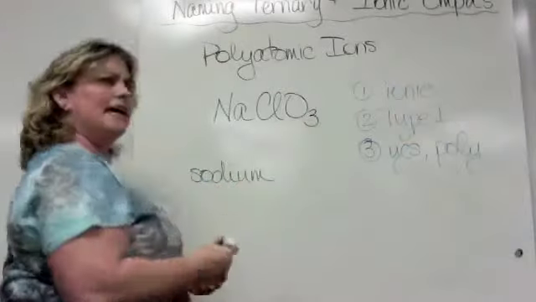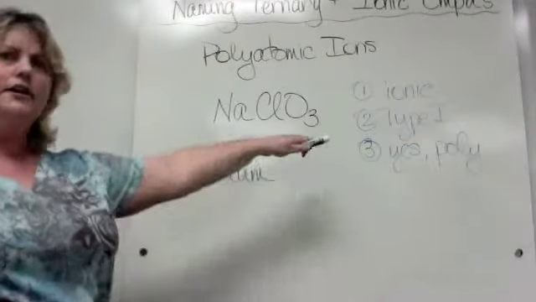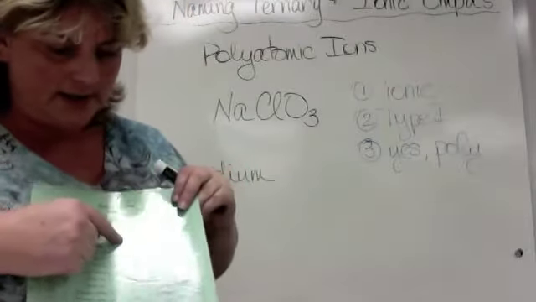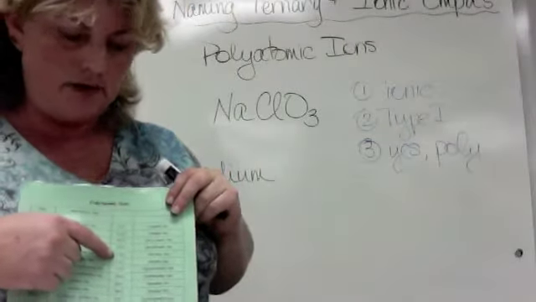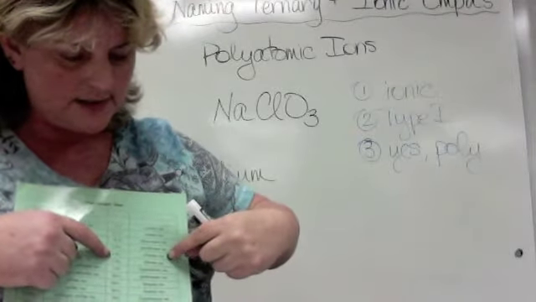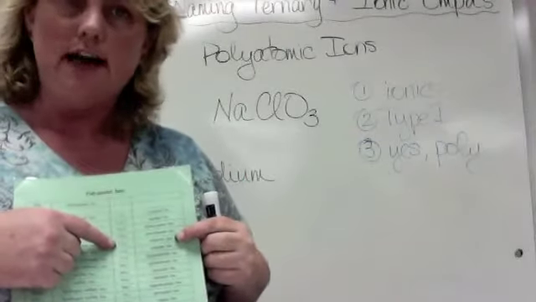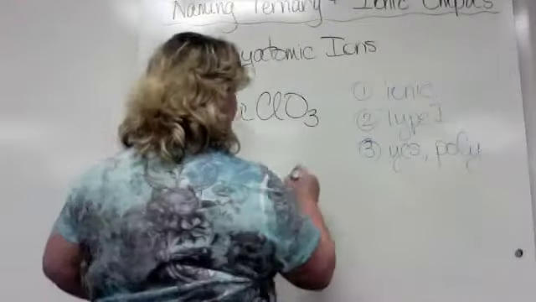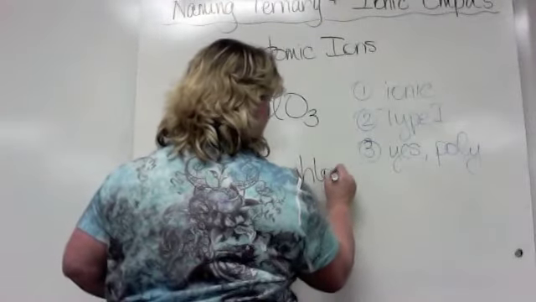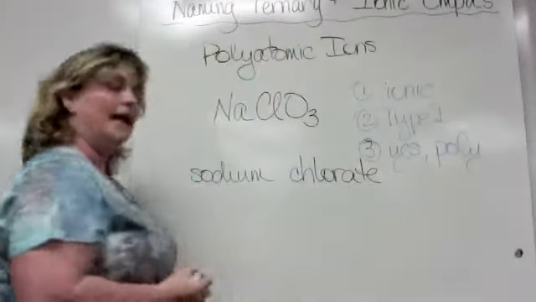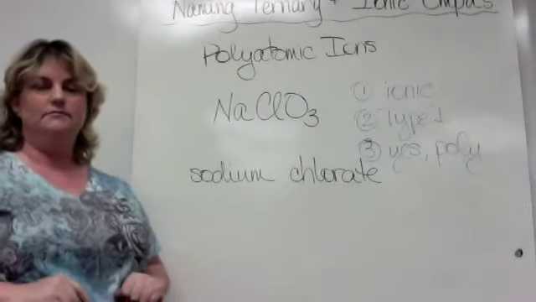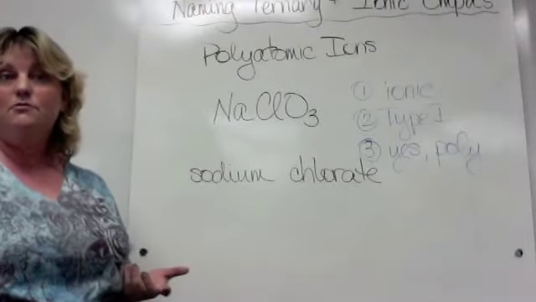And then we get this ClO3. Well, we already know it's a polyatomic ion, so we go to our chart, find ClO3 right here, look across, and it is called the chlorate ion. Leave off the word ion. And the name of this compound is sodium chlorate. Let's do another one. That wasn't so bad.